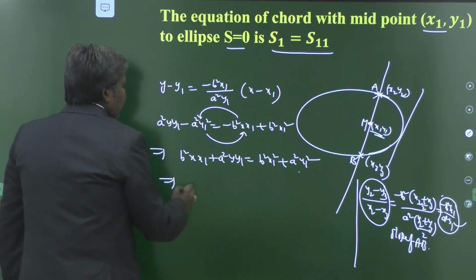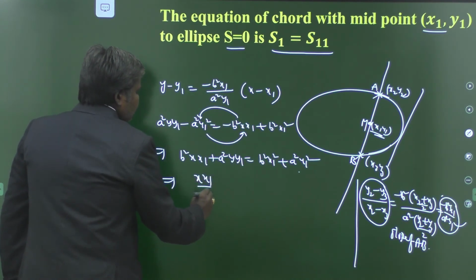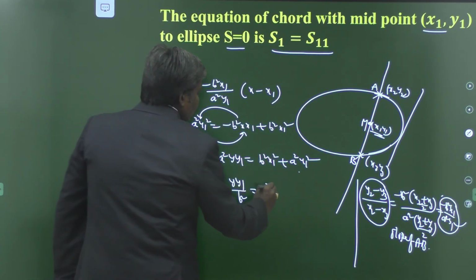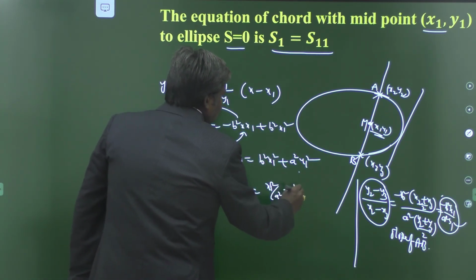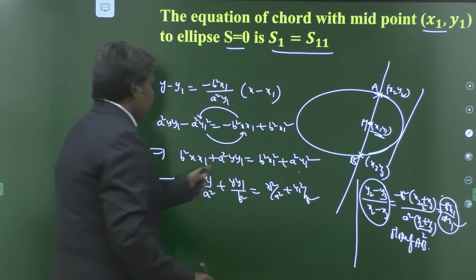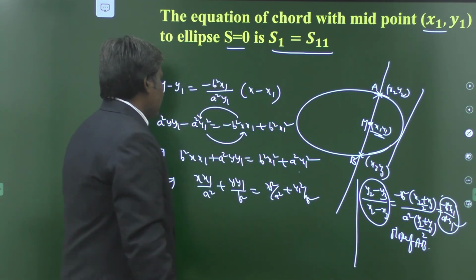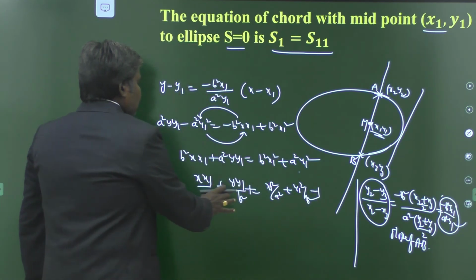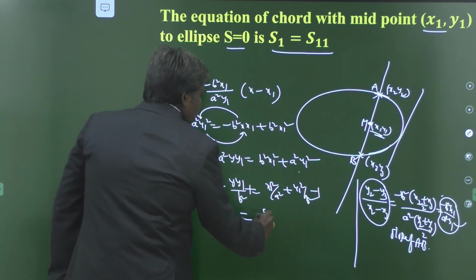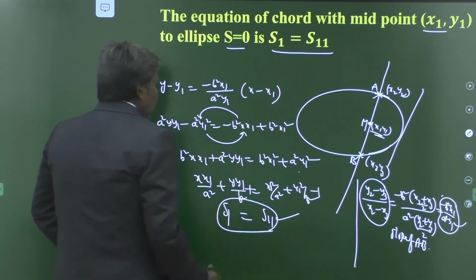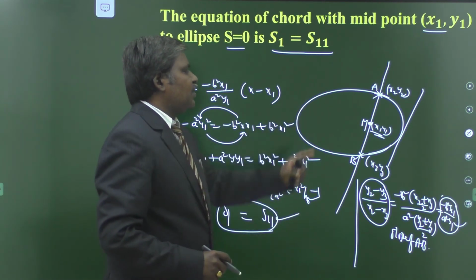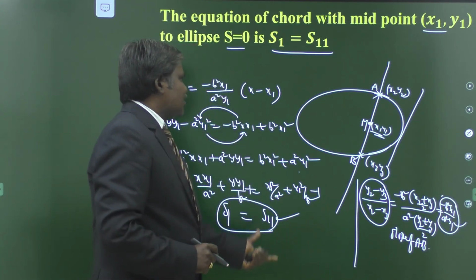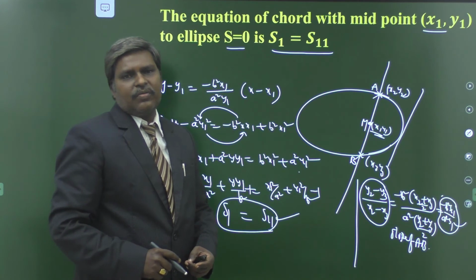Dividing on both sides by a square b square, we get x x1 by a square plus y y1 by b square equals x1 square by a square plus y1 square by b square. On dividing by a square b square on both sides and subtracting 1 from both sides, this is nothing but S1, and this is nothing but our S11. This is the way to prove that the equation of the chord with midpoint (x1, y1) to the ellipse S equal to 0 is S1 equals S11.